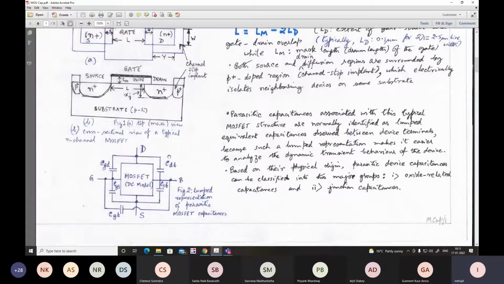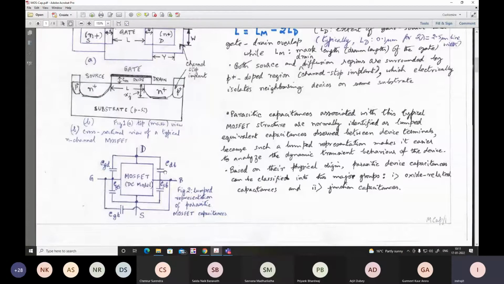As the devices are built up involving different conducting layers, the metal or polysilicon and diffusion and also the oxide, these capacitances come naturally. That's why the term parasitic capacitance is used to describe the capacitances associated with the MOSFET transistors. Based on their physical origin, these device capacitances, which we are showing here as lumped capacitances, are classified into two major groups. One is oxide related capacitance, the second one is junction related capacitance.